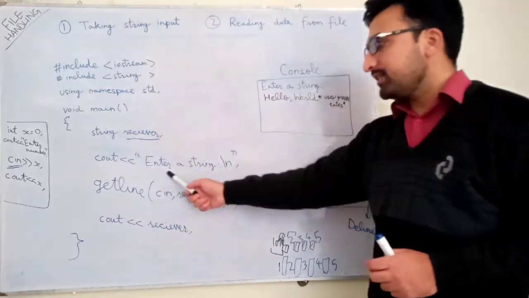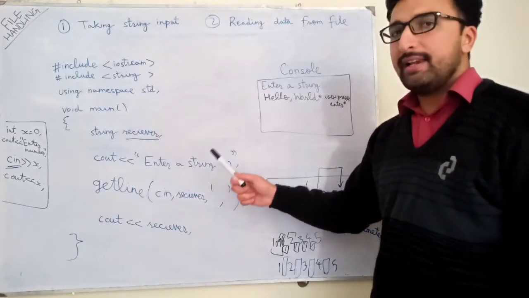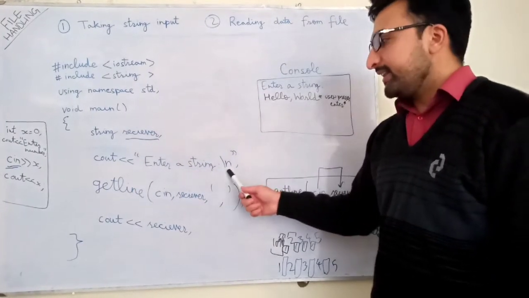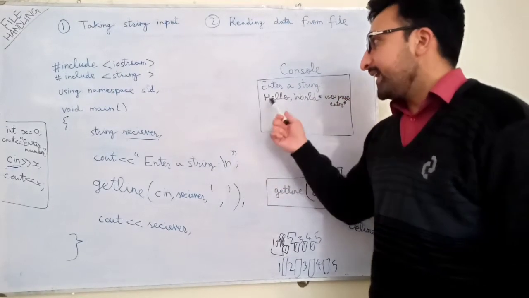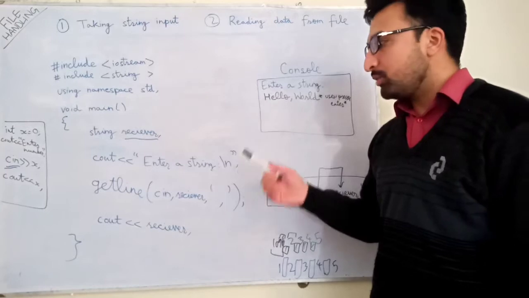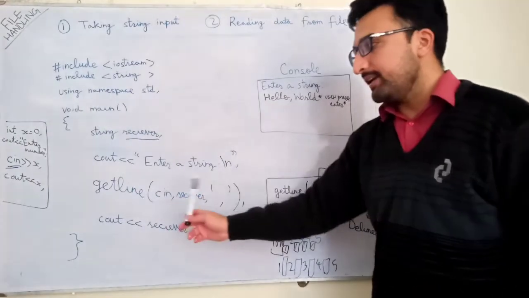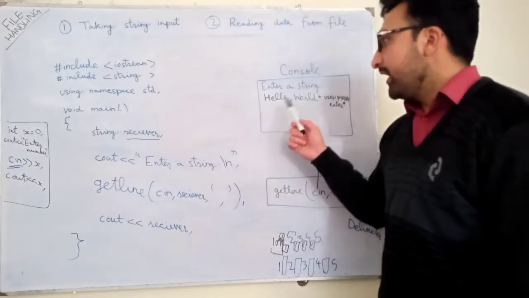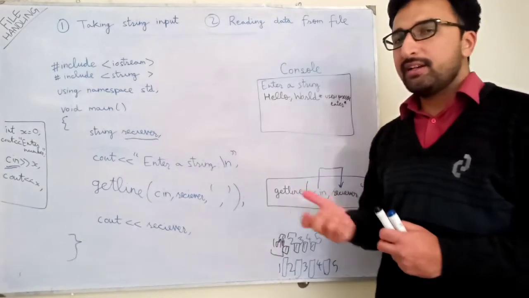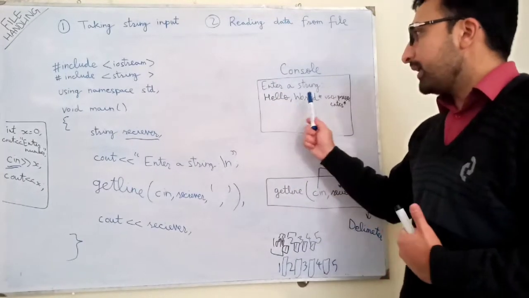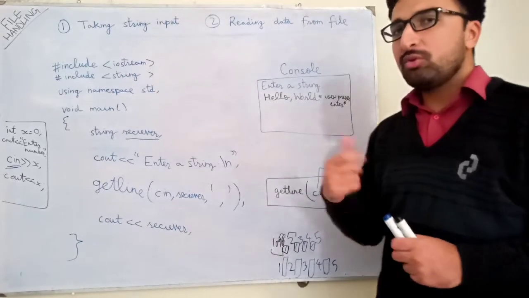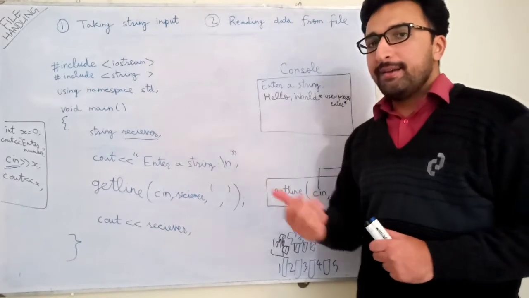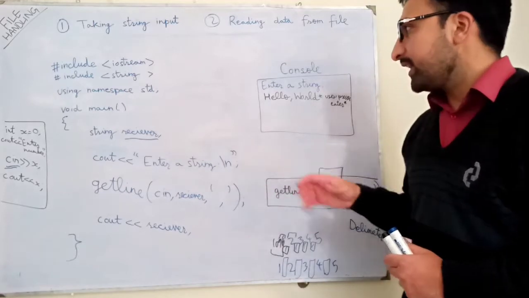First there will be "Enter a string" to prompt the user, then it will jump onto the next line. Here it waits for the user to input something because of getLine and cin, and the receiver element. So a user enters, for example, hello, comma, world, and then the user presses enter. When the user presses enter, it means the user is saying that they have finished giving the input.